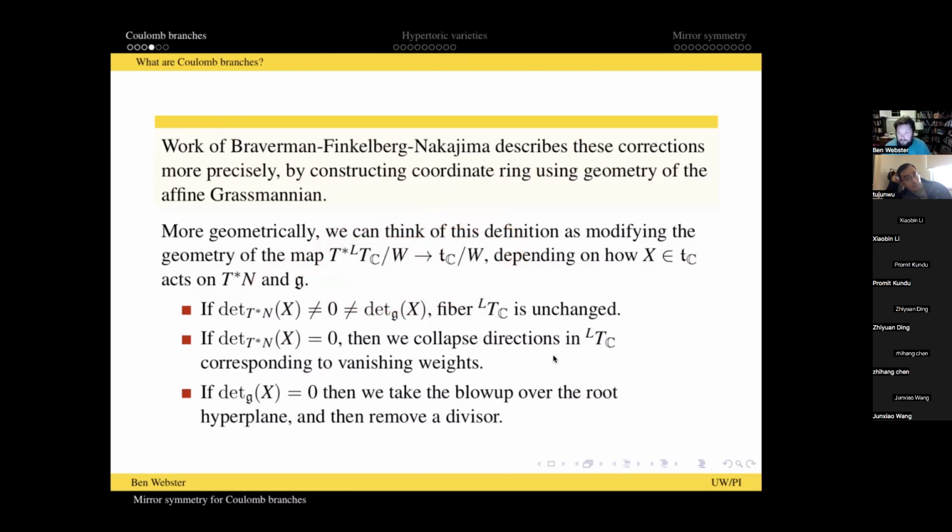So for every point in the complexified torus, I can look at how that acts on the representation. And of course, since everything's up to conjugation, I know how it acts up to conjugation. I can look at its eigenvalues. And as long as the eigenvalues of this guy on T star n and on the adjoint representation are all non-zero, the fiber stays the same. It just stays the Langlands dual of TC. So the fiber is a torus, right? Yeah, the fiber is the Langlands dual of the torus of the group.